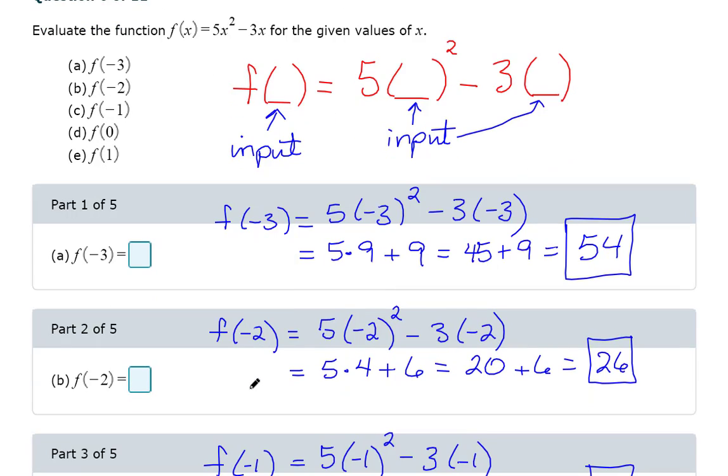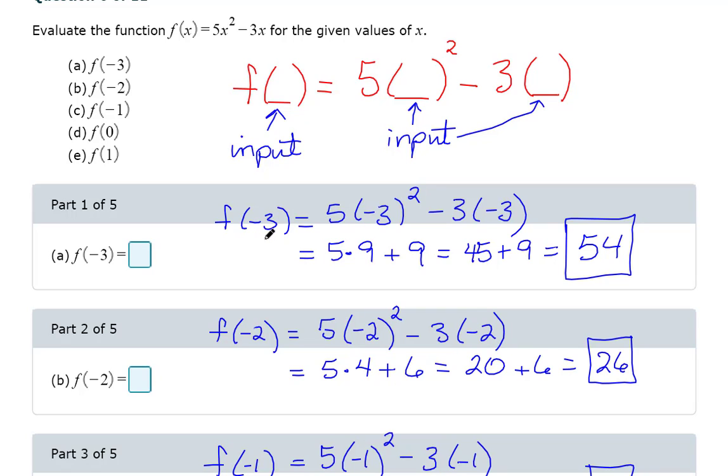Question 6. They're going to give us a function in this definition, and they're going to ask us to calculate a bunch of outputs. So when I look at this function, what I really see is f of blank is 5 times blank squared minus 3 times whatever's in the blank. So whatever input goes in here, I'm going to place it in those two places and then calculate the output.